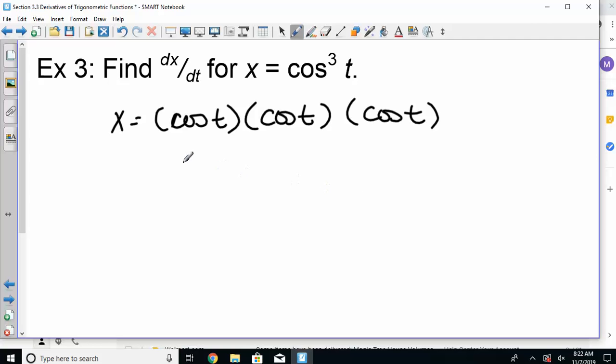So if I start doing the derivative here, the x prime or the dx dt, we can do the product rule, but we're going to have to do it with 3 terms, which is a little bit different than what we've done before, but we can. So the idea is with product rule, you do 1 derivative at a time and everything else stays the same. So start with the first one. What is the derivative of cosine? So that becomes a negative sine, and the other 2 stay the same.